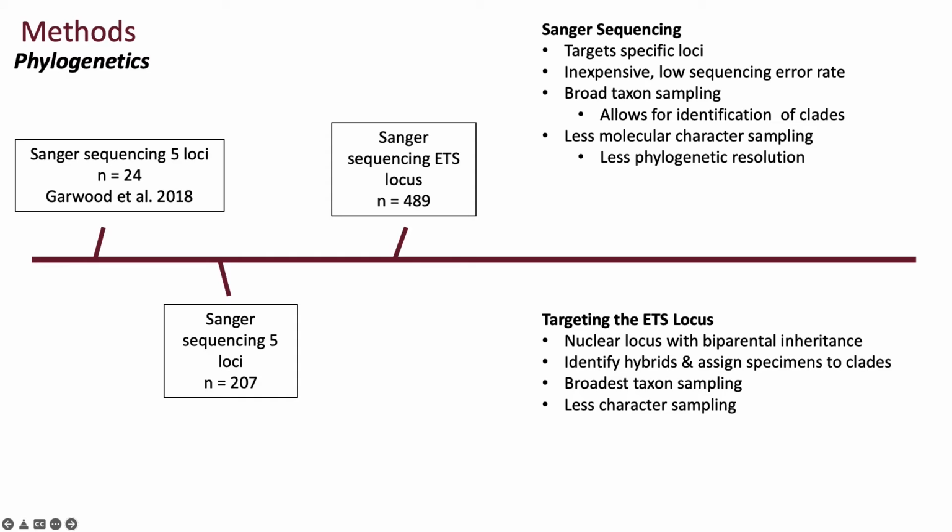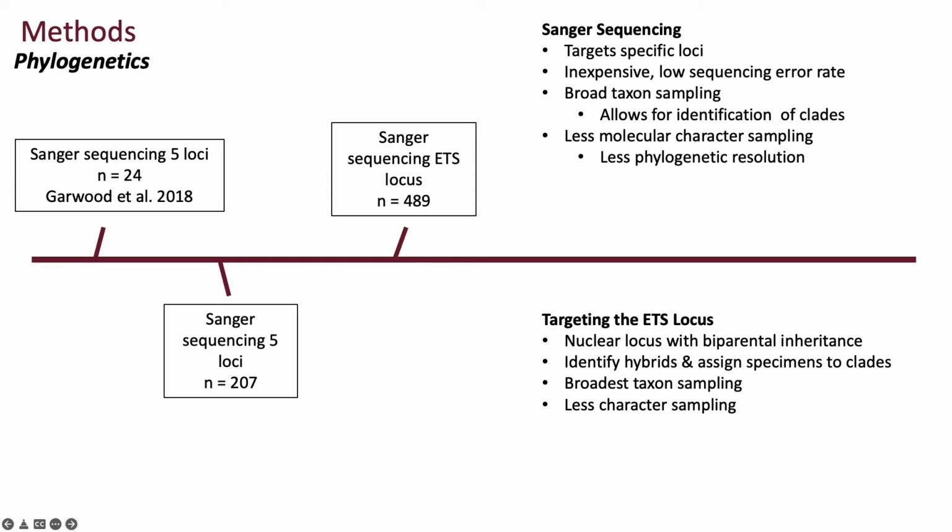So once we identified clades based on the other data sets, then we can look at the external transcribed spacer, which is variable among species, and we can assign specimens to different clades. And then, as I mentioned, we can also identify hybrids because this has biparental inheritance, meaning that it has signal from the mother haplotype and the father haplotype.